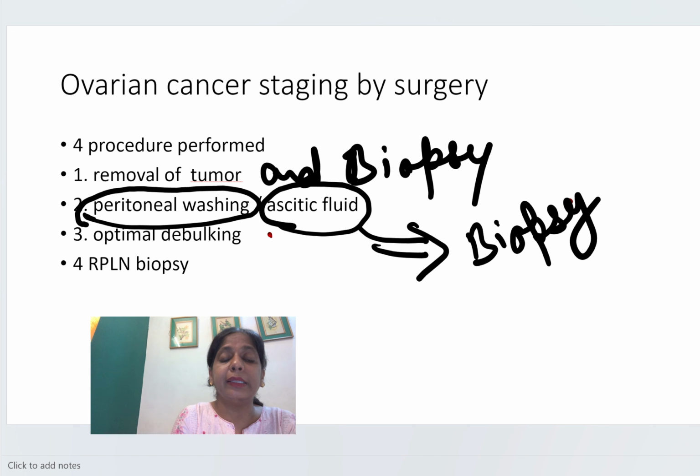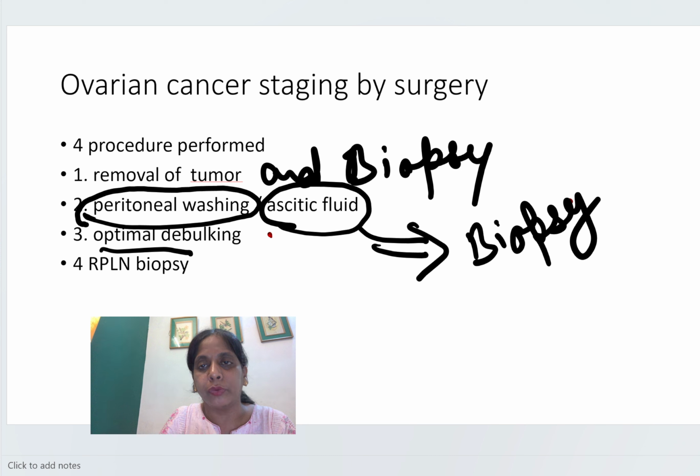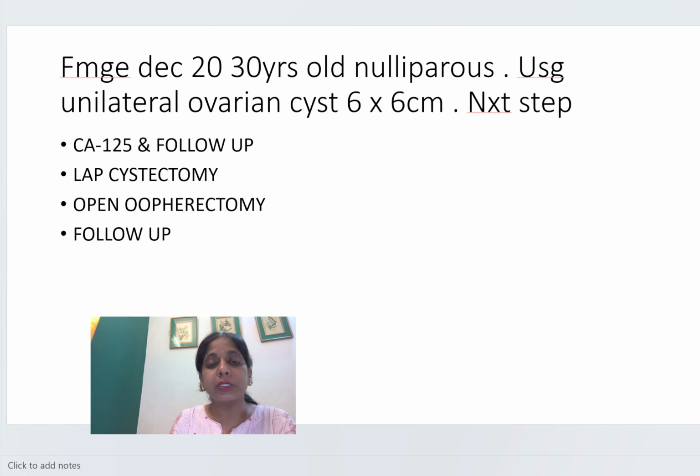And then optimal debulking. What does optimal debulking mean? That wherever we are seeing any ulcerative growth inside the abdomen, inside the peritoneal cavity, we are going to send that growth also. We are also going to do a retroperitoneal lymph node biopsy. Okay, so these are the four steps which we will do while we are removing the ovarian tumor. Okay, these four steps are a must. Okay, because now we are not going to do a second surgery.